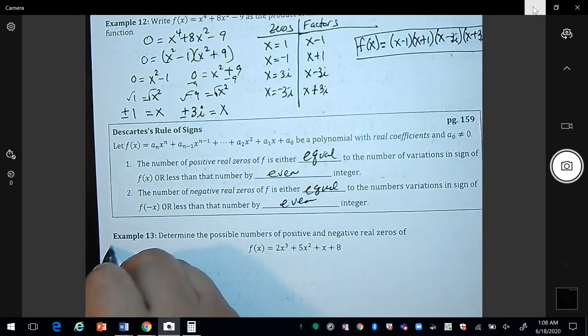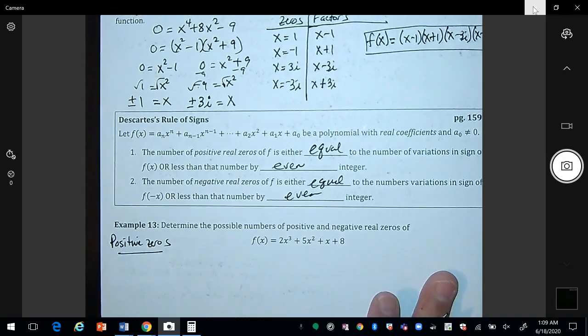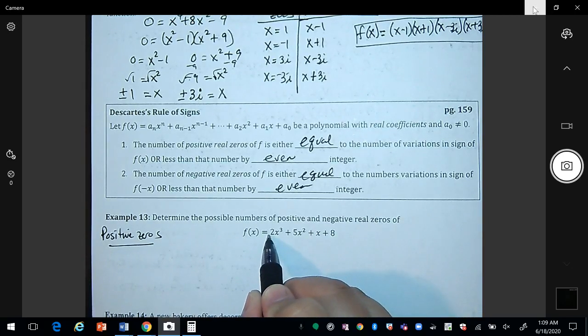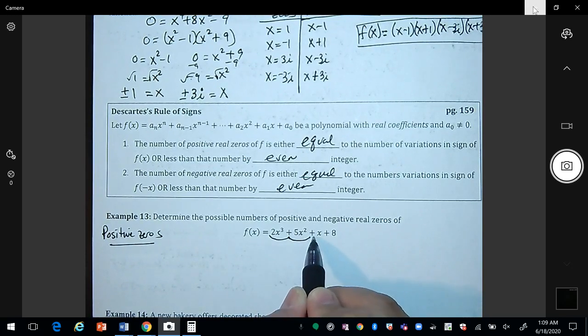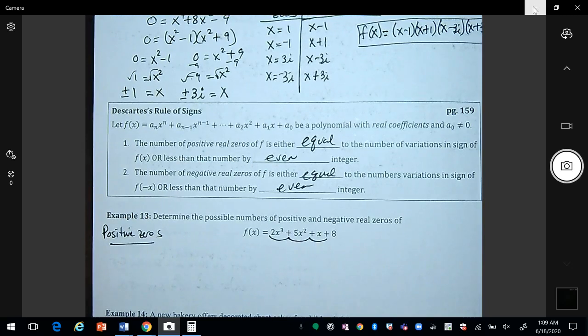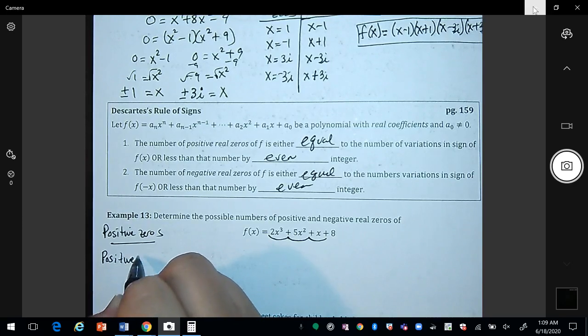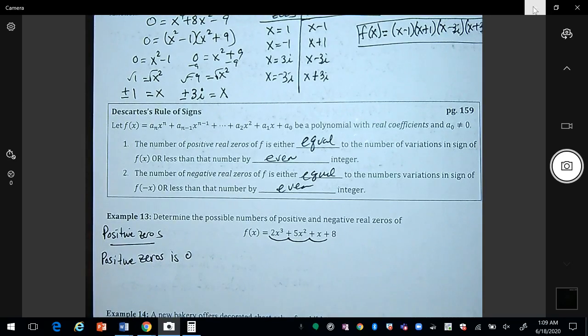To find how many positive zeros we could have, we count the variations of signs. So from here to here, it stayed positive. And then from here to here, it stayed positive. And from here to here, it stayed positive. So it never changed from positive to negative. So there were 0 variations. So what that means is that there will be 0 positive zeros for this polynomial.